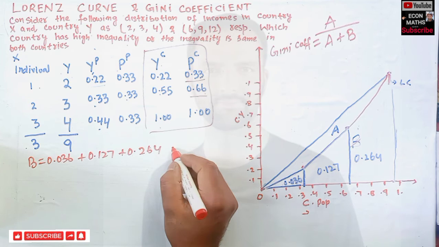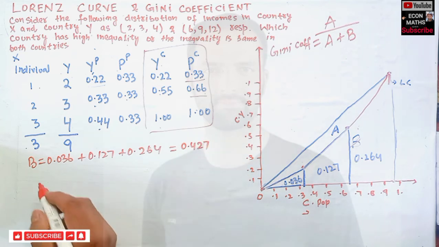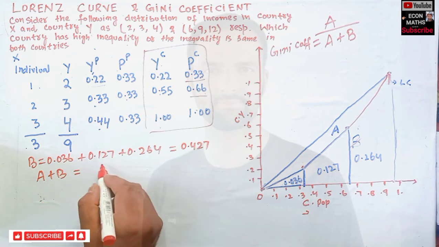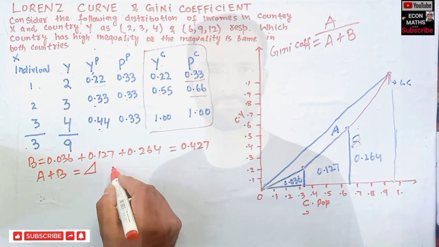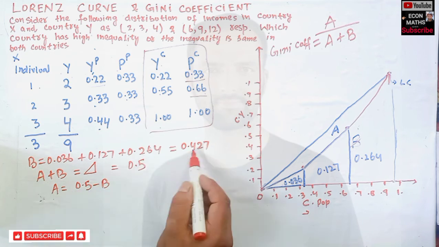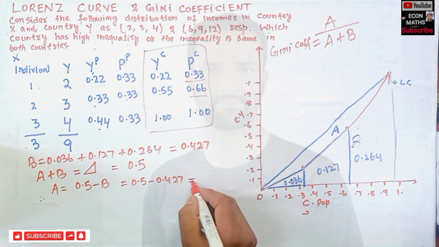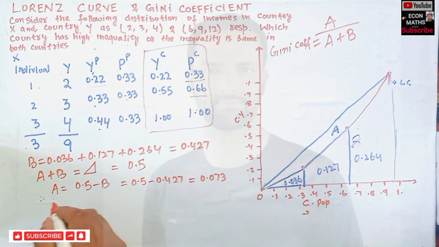Okay, so first, what is our B? B comes out to be, when we add up this, 0.427. Okay, what is A plus B? A plus B is simply the area of this whole triangle, which is equal to 0.5 or 1/2. Now what would be the area of this very region? A would be equal to, if we transpose this on RHS, 0.5 minus B, and our B is 0.427, or we can write 0.5 minus 0.427, and it comes out to be 0.073. Okay, so our A is equal to 0.073.